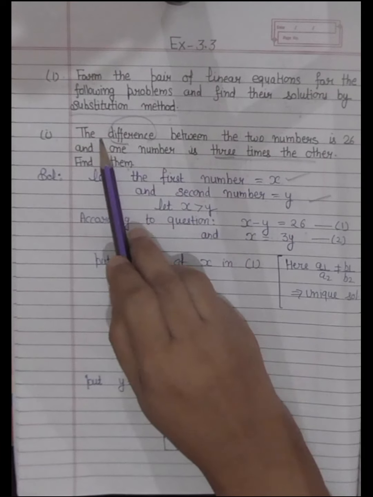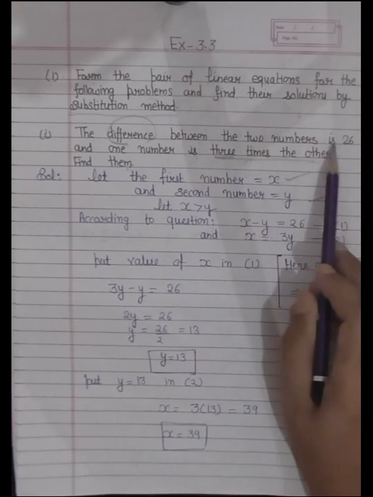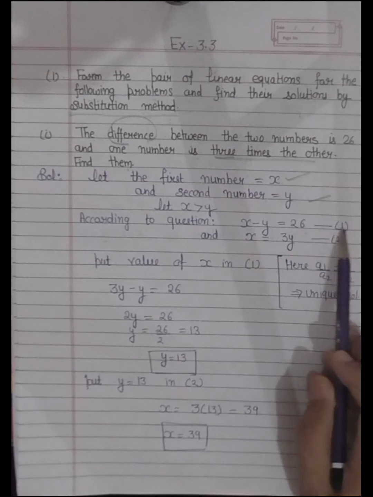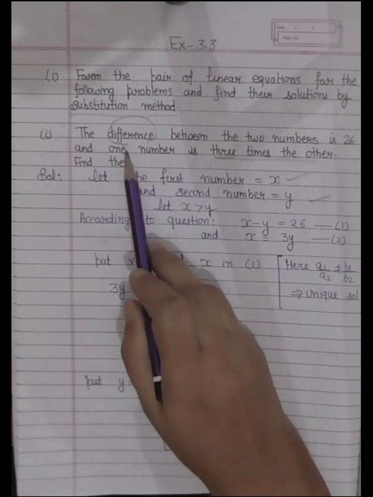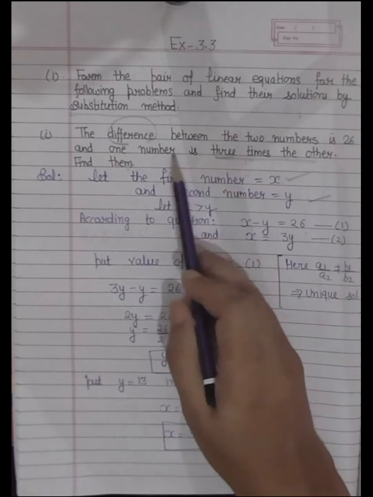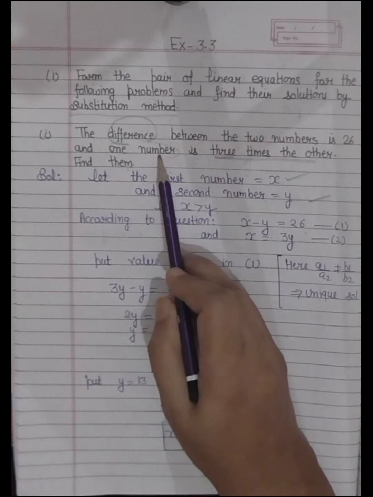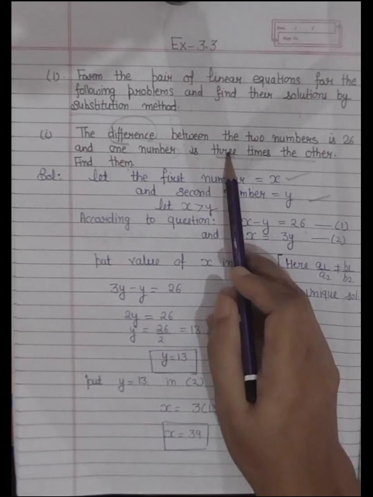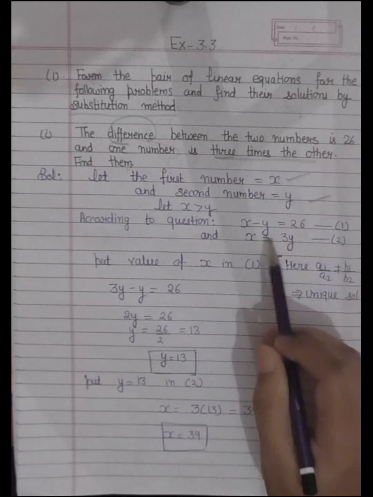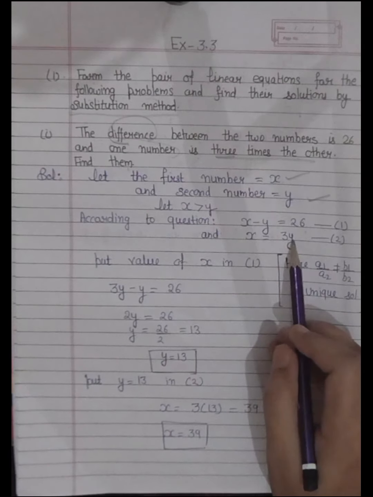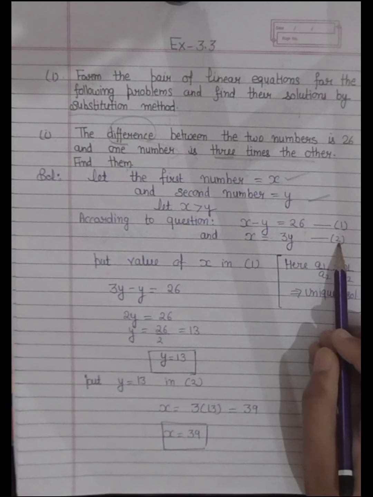According to the first line, the difference between them is 26. It means x minus y is 26. This is our first equation. One number is 3 times the other. It means the greater number, and here the greater number I have taken as x, is 3 times the other. So you can say x is equal to 3y. This is our second equation.